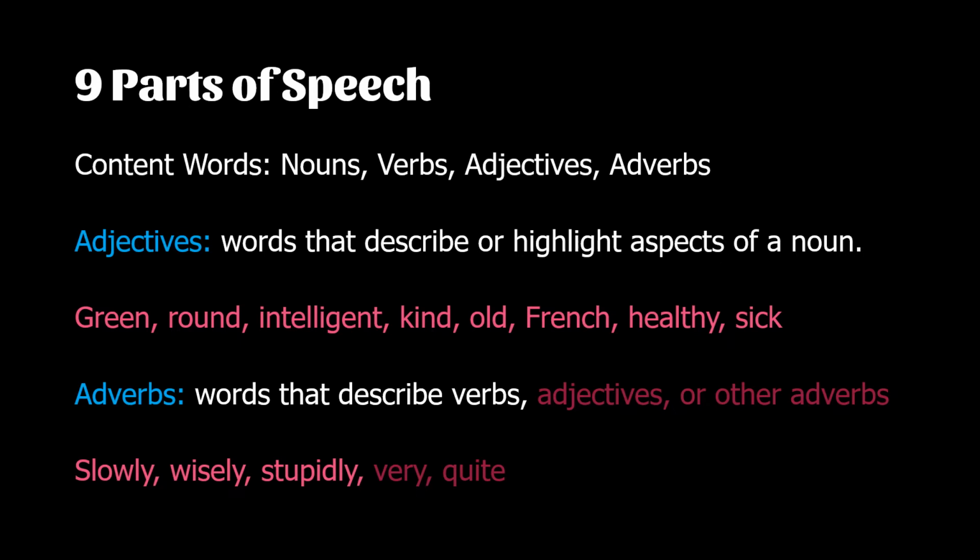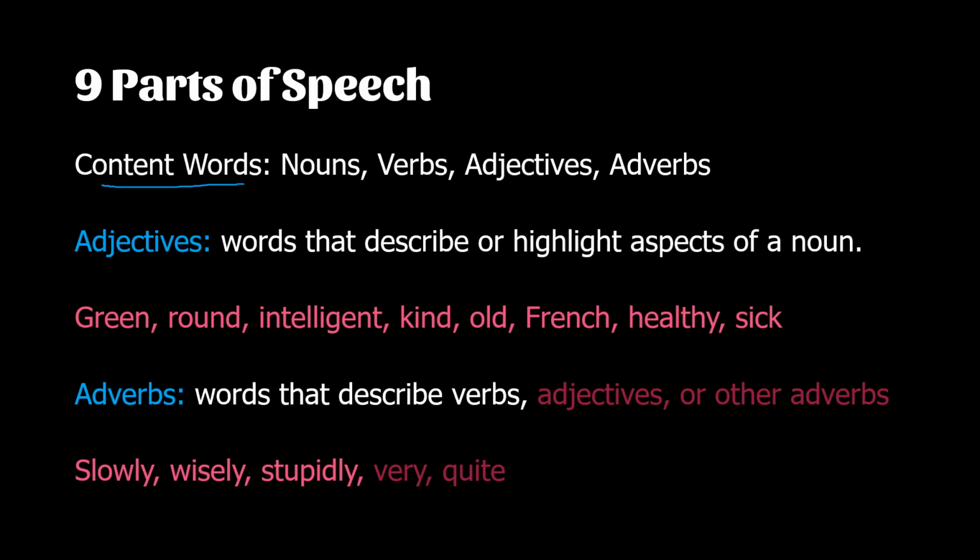Words can be classified into 9 parts of speech. That group of 9 can be split into 2 different categories, content words and function words. We're going to start with content words. Those are nouns, verbs, adjectives, and adverbs, and they carry the weight of the message when we speak or when we write. If all we used was content words, people would be able to kind of make out what we were talking about.